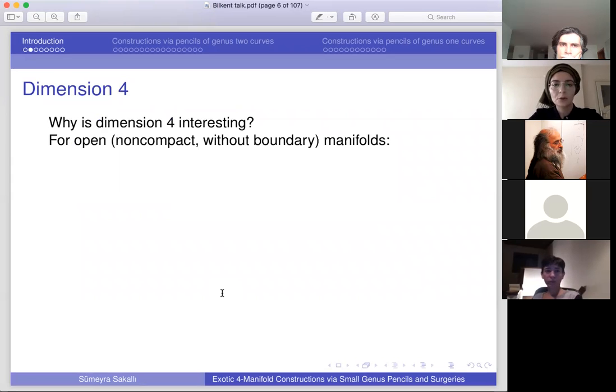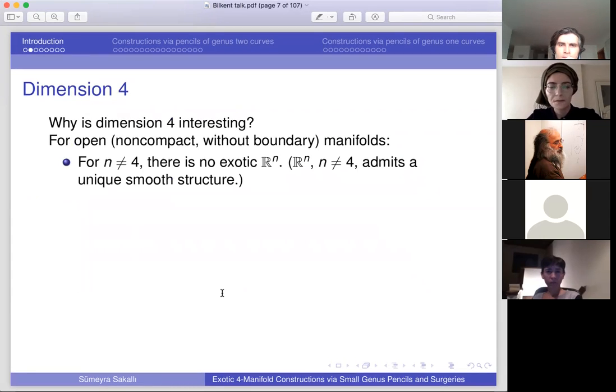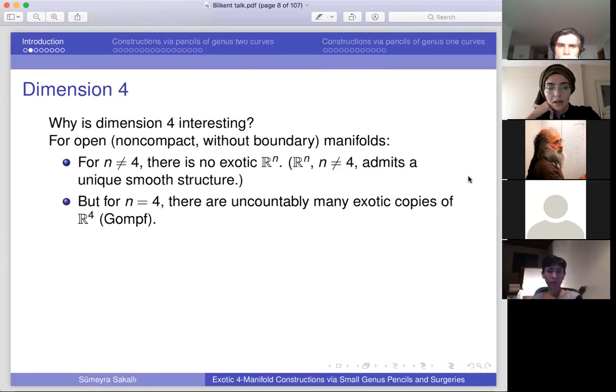Well, let's first look at the open case. Open manifolds means that these are non-compact without boundary. And for those, if the dimension is different than 4, then there is no exotic R^n. So for the n-dimensional real vector space, if the dimension is not equal to 4, then it admits a unique smooth structure up to isotopy. So there is no exoticness in other dimensions. But when n is equal to 4, then there are uncountably many exotic copies of R^4. And this is the result of Freedman and Gompf. So in dimension 4, it is quite different from the others.